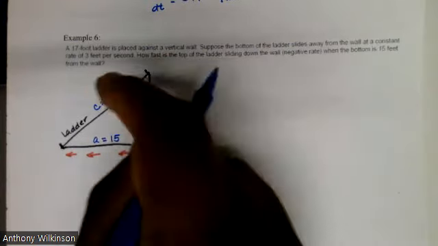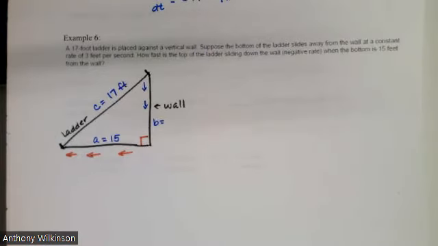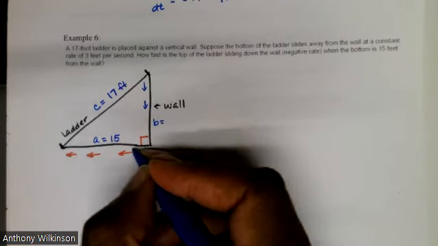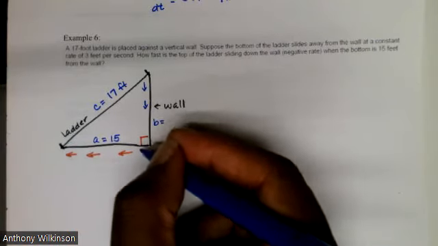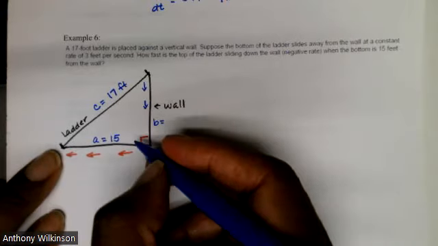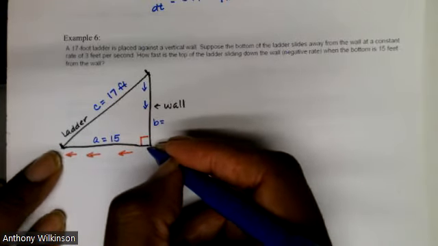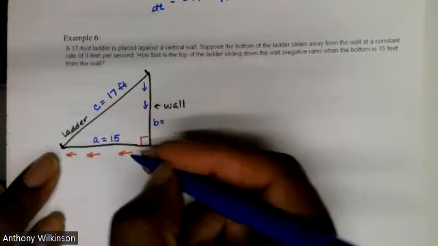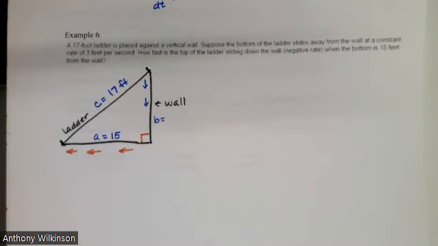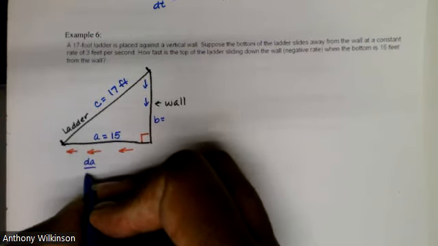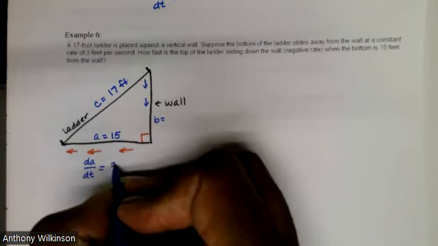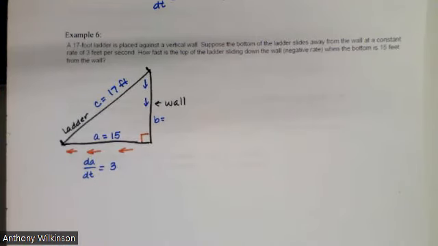Now notice that the length of this ladder is not going to change. These two legs right here will be changing: the distance from the vertical wall, that's changing, and the distance from the wall to the bottom of the ladder will be changing as well. We're also told the ladder is sliding away at a constant rate of 3 feet per second. So that means dA/dt is 3 feet per second.